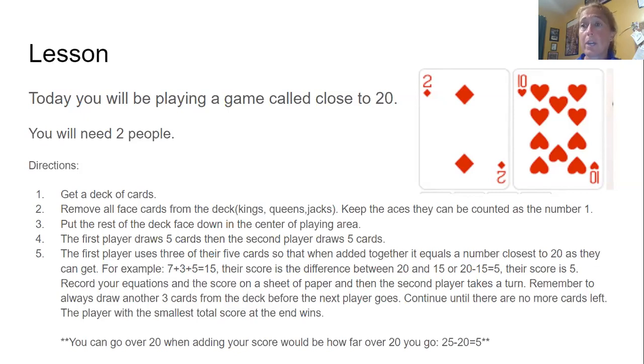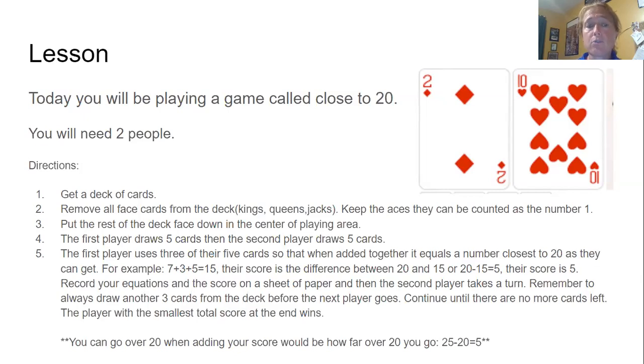Remember to include your equations. So on your piece of paper, if this was yours, you would say 7 plus 3 plus 5 equals 15. 20 minus 15 equals 5. And 5 is your score. Then your partner would go and do the same thing. Make sure to record your equations and the score on your sheet of paper.